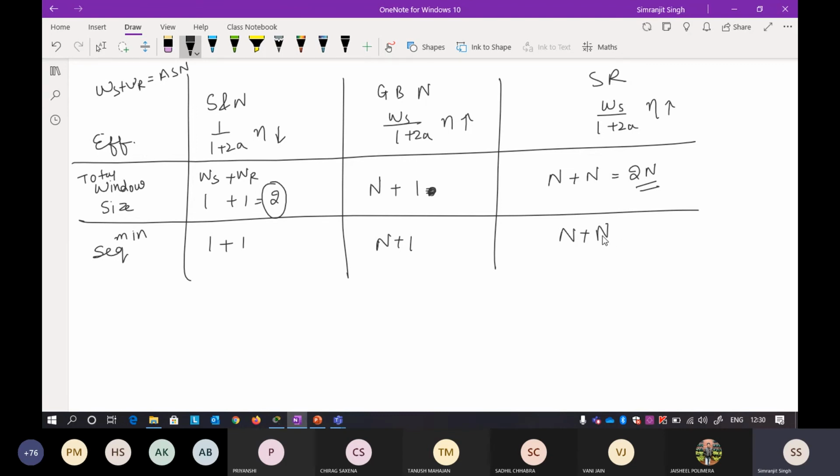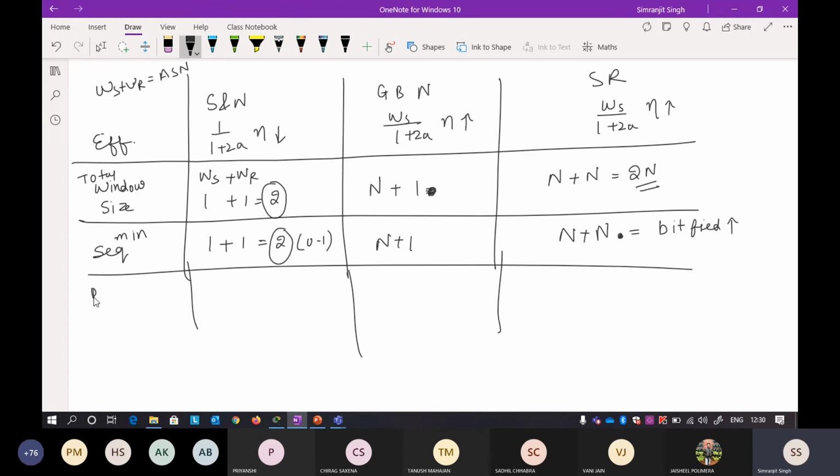So if you see here, the sequence number range is more here. Here it is less, only 2 sequence numbers, that is only the 0 to 1 range. Here the sequence number range is more, but here it is the most. It means your sequence number bit field will also be larger. So again the SR protocol is taking more storage.